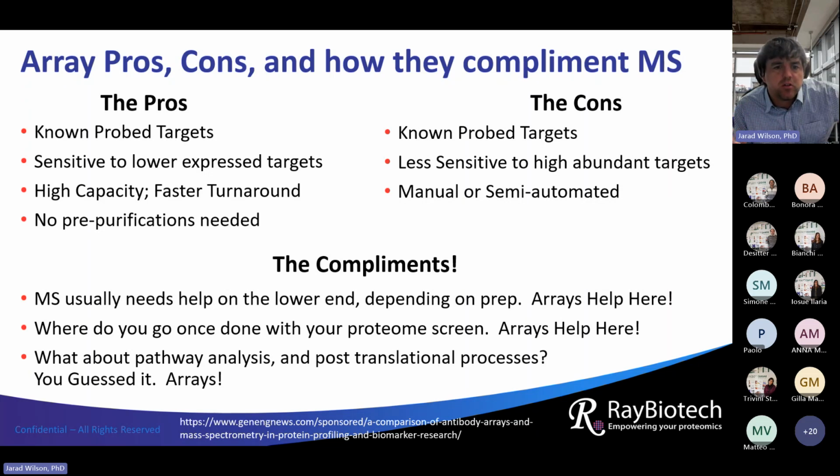Mass spec usually needs help on the lower end, depending on how good you are at sample prep. That's what you have arrays for. You did your mass spec array or your large target array proteome screen. You want to narrow it down. Where do you go from here? You don't need to go back to mass spec. You could do an antibody array as an alternative, be it custom or pathway generated. And then again, if you needed pathways, post-translational stuff that mass spec isn't super good at, you could use arrays for this approach instead.